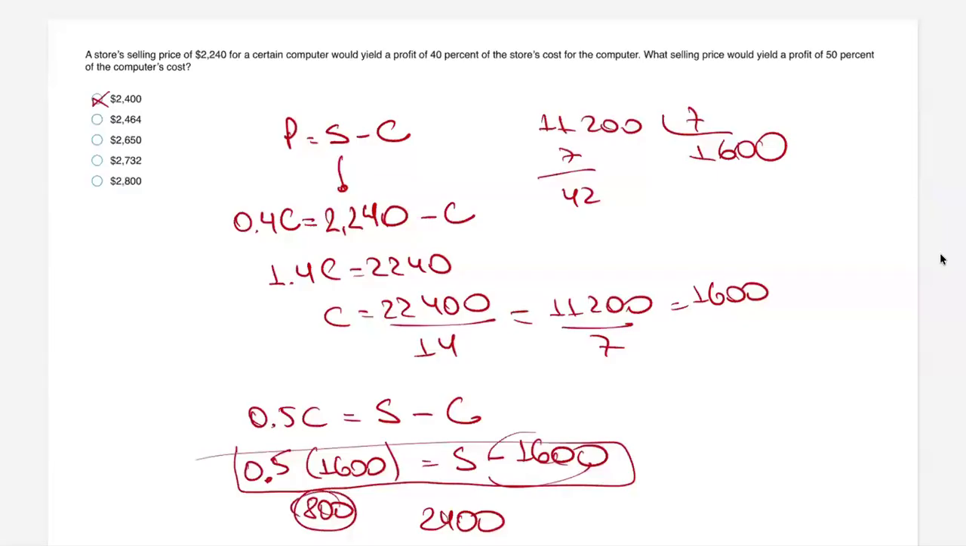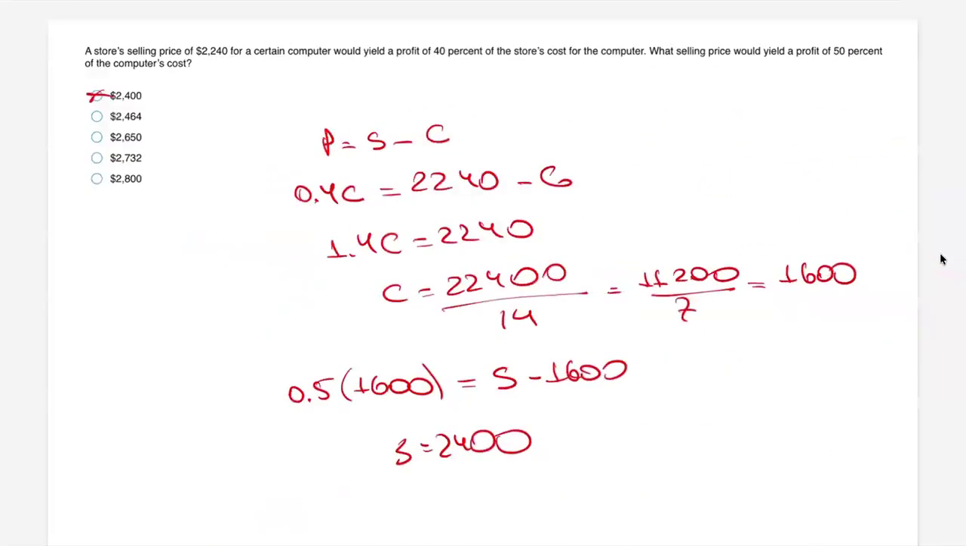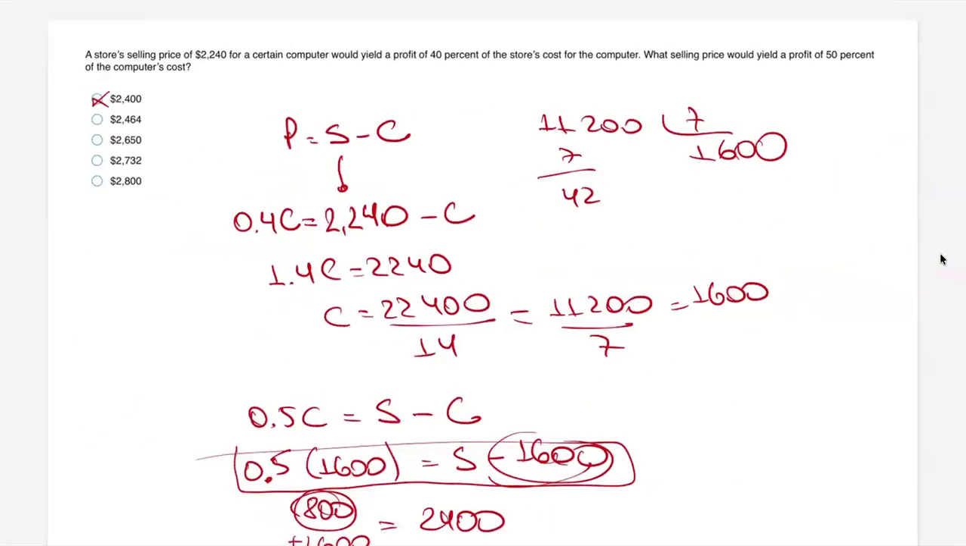It's 800, and I just add it. Easy? This is not hard, but it's not easy. From 1 to 10, I would put 4.